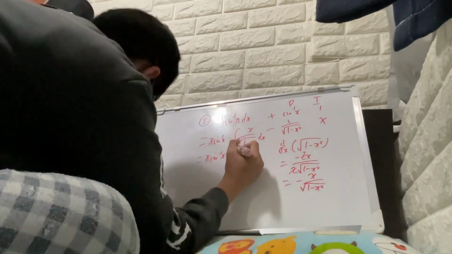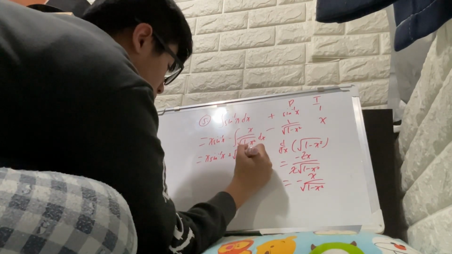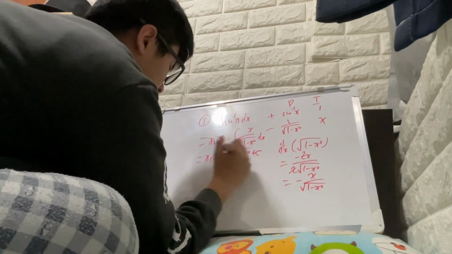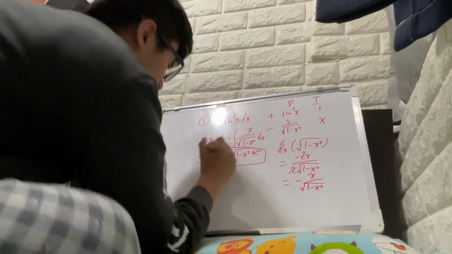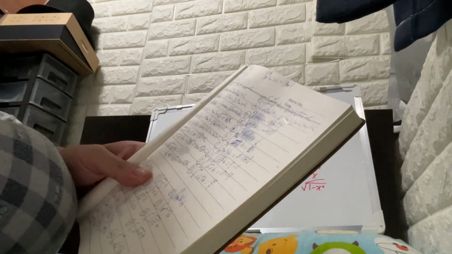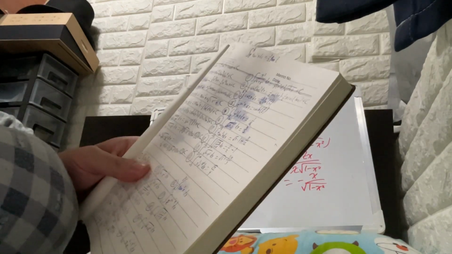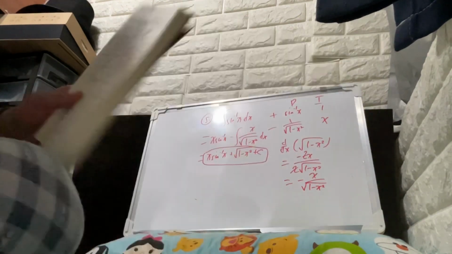So this is plus square root of 1 minus x squared plus c, and that's our answer. So you can check the answer. This was x times inverse sine x, or arcsine x, plus square root of 1 minus x squared plus c, and that's it.